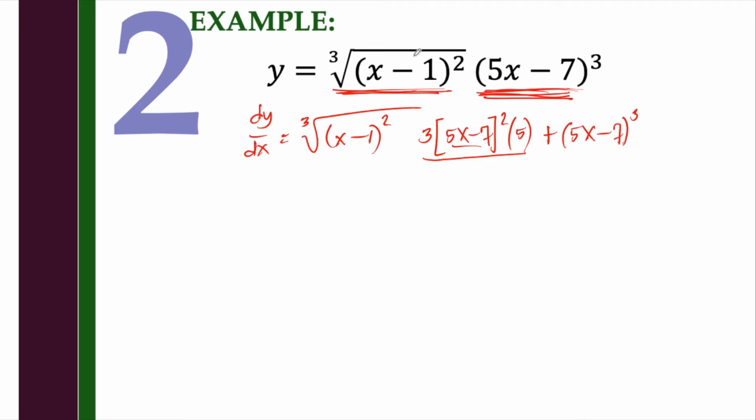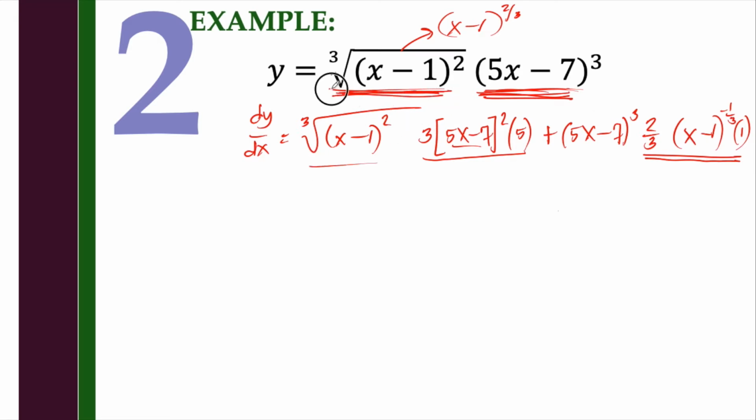We may express that as (x - 1) raised to 2/3. So getting the derivative of that, we have 2/3 (x - 1), and then subtracting 1 from the exponent, we have negative 1/3. And then the derivative of the one inside, x - 1, is just 1. So this part is the derivative of the first function. So first function, this one, times derivative of the second, plus the second, this one, times the derivative of the first function.